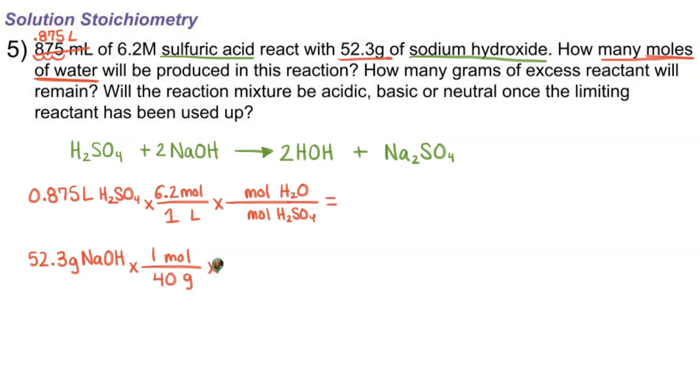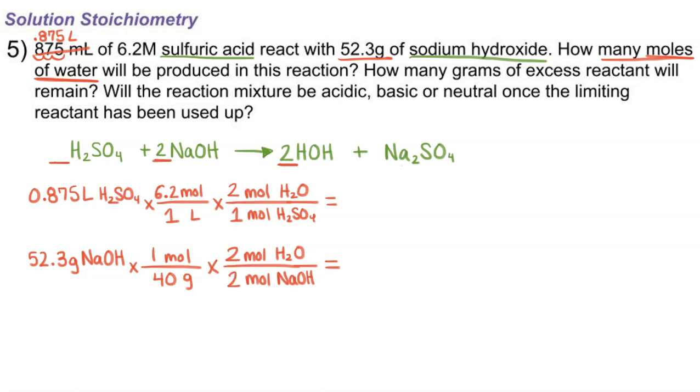Then we will go from our moles of NaOH to moles of water. Notice I haven't filled in any numbers yet. I'm going to come back and do them all at once. I haven't filled in any of my mole ratio numbers, I should say. So for my moles of H2O in both, I will put 2 moles of water on top. For my moles of H2SO4, there's no coefficient, so I know that a 1 is implied. And for my moles of sodium hydroxide, there's a 2 in front of sodium hydroxide.